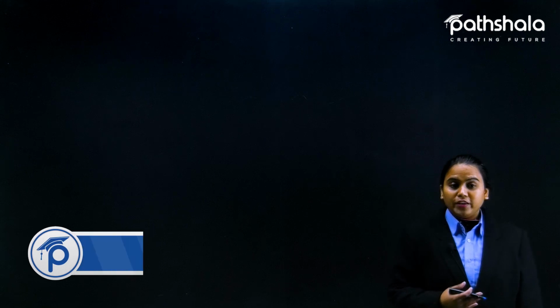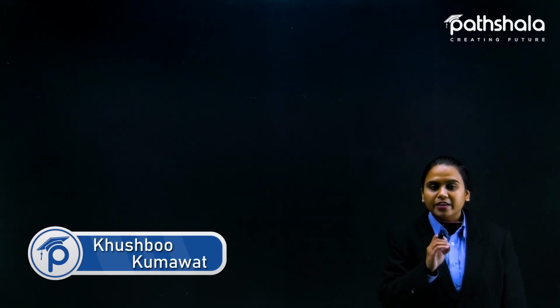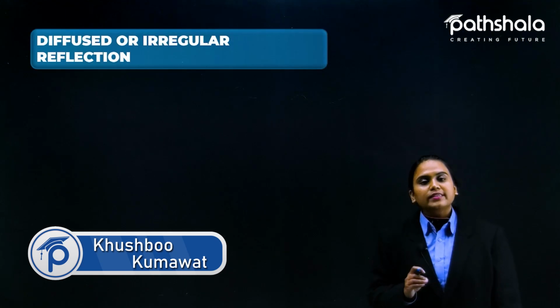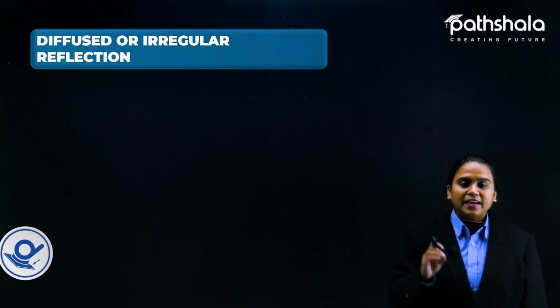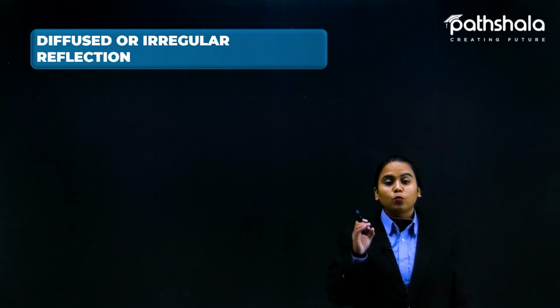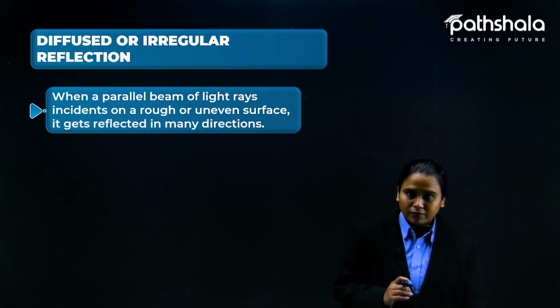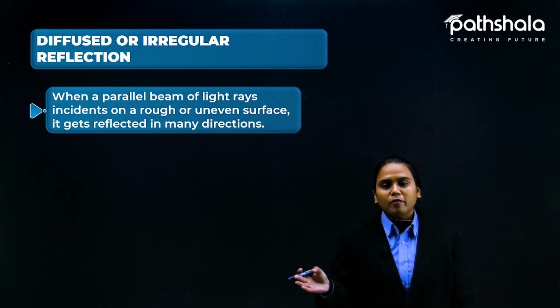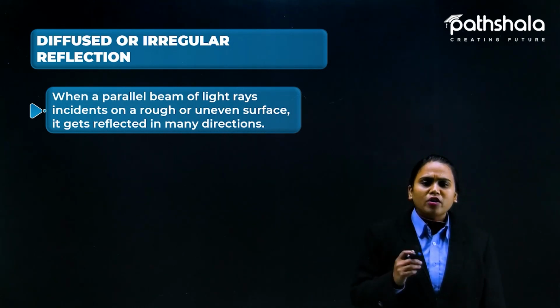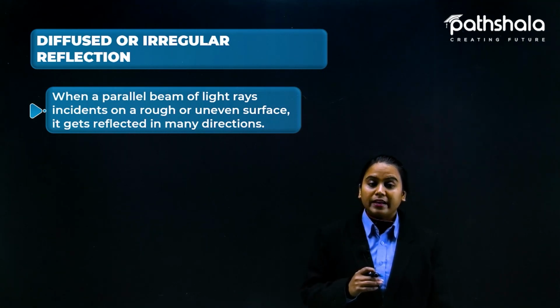But what if the surface is not a regular and smooth surface? These surfaces are known as irregular surfaces, or we can say diffused reflection would work here. Okay students, so what is diffused reflection? When a parallel beam of light rays is incident on a rough or uneven surface, it gets reflected in many directions.